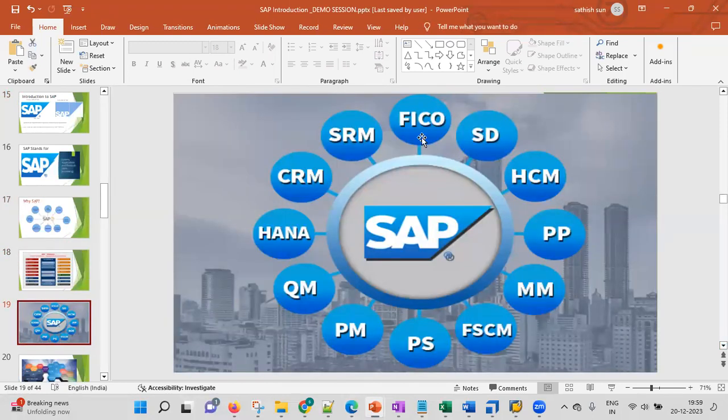Like you can see here, SAP FICO, finance module, SD module, HCM, HR module, PP production, material management, FSCM is also related to FICO. PS project systems, PM plant maintenance, quality, HANA, CRM, SRM, customer relationship, supply chain management, like that.